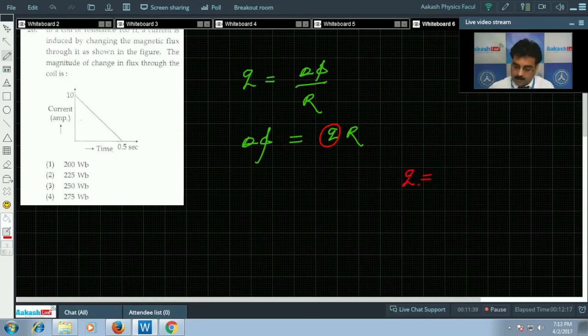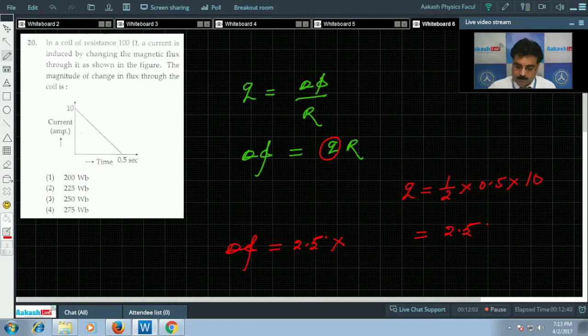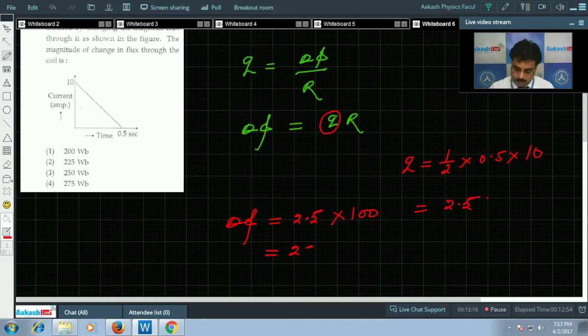The area under the given graph is 1 by 2 into base. Base is 0.5 into height, that is 10, right? The value of charge will be 2.5 coulomb, right? So if I put the value of charge, that is 2.5, and the question says resistance is 100 ohm. When I put the value of resistance as 100, that will give you the change in flux as 250 Weber. So my option is third.